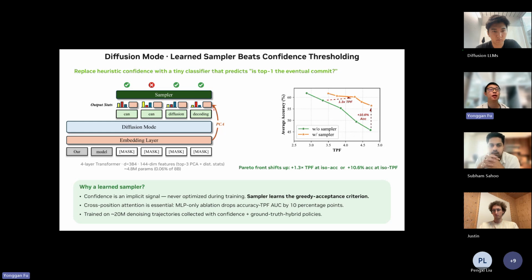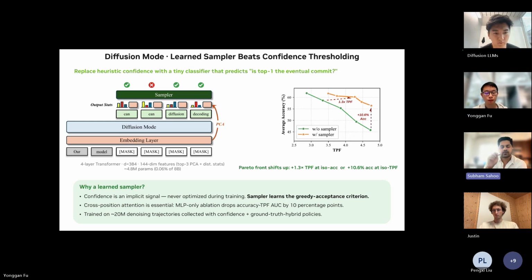Or, to save some efficiency, we can just do a PCA on the embeddings. But this is not necessary. Basically, I think all kinds of input can work similarly well. We didn't do too much study on this sampler. We found that it can directly work out of the box if you train it on a small portion of denoising trajectories collected offline.